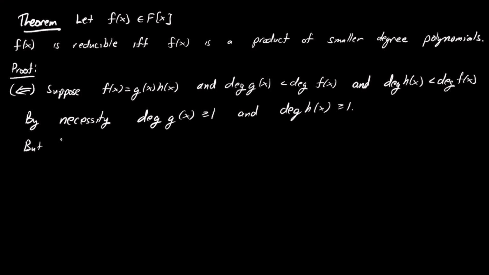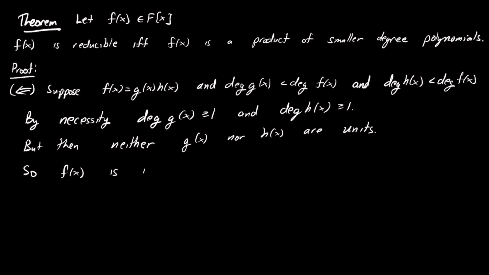But then neither g nor h are units, because the units are the constant polynomials. So neither g of x nor h of x are units. So f of x is reducible.